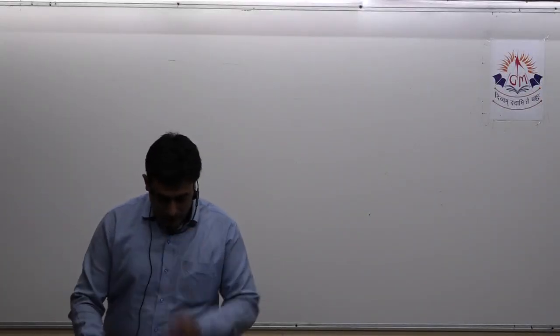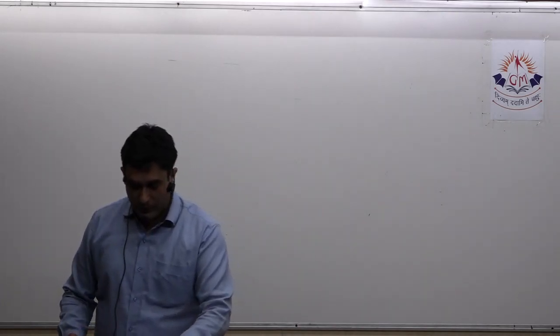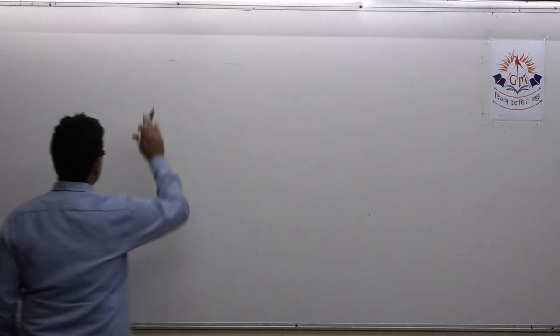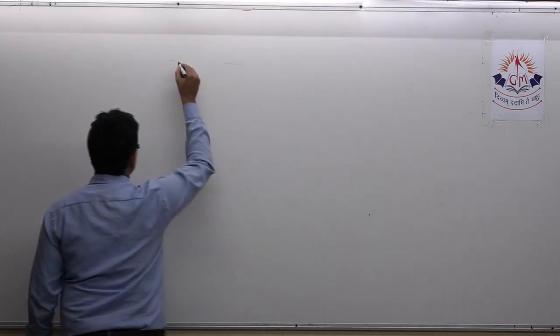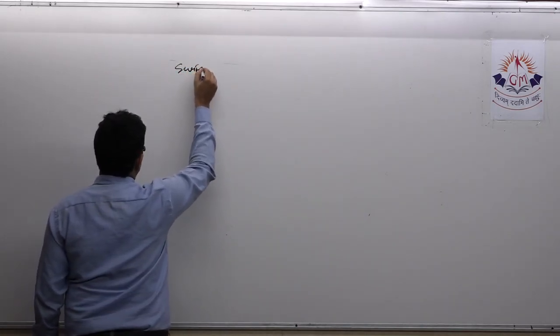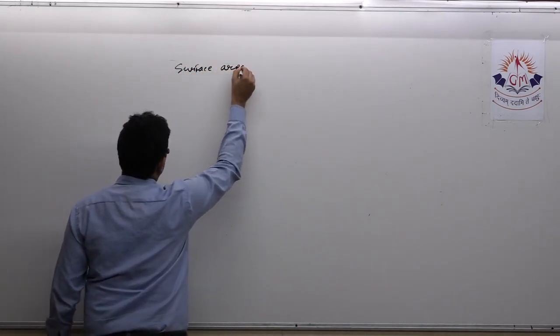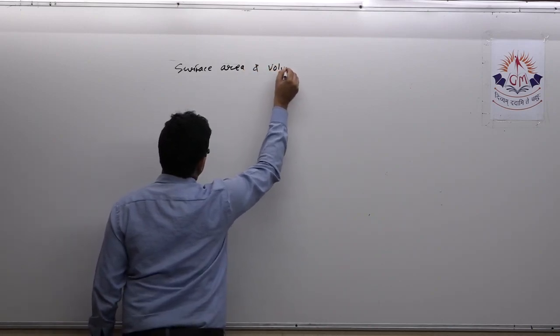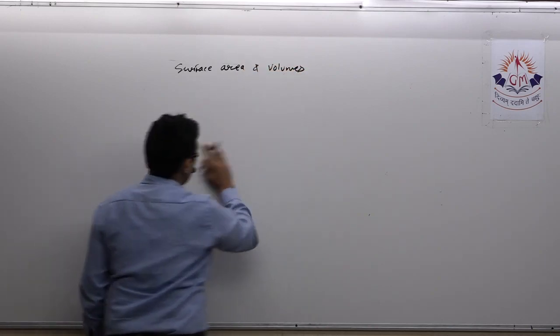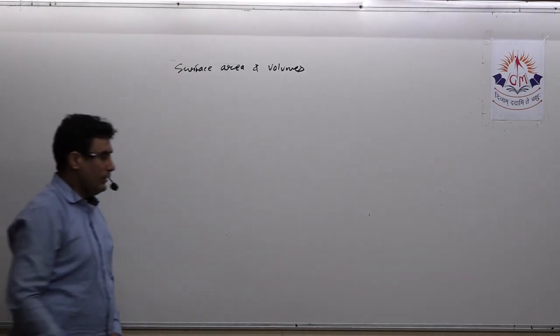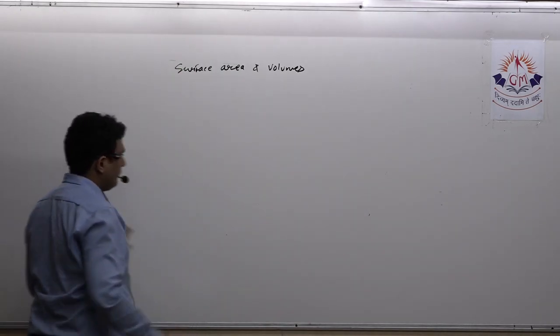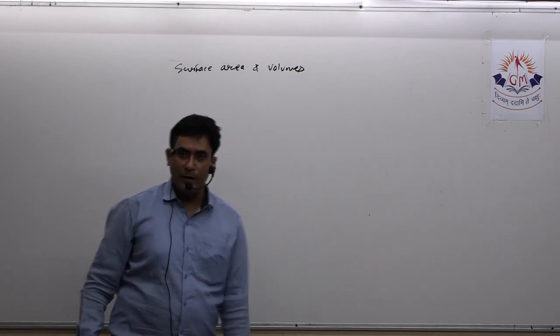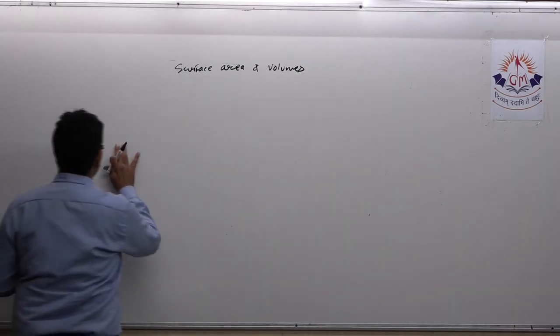Hello friends, in this lecture we'll see the revision of surface area and volume. So, surface area and volumes. We'll quickly see first of all the formulas in the tabular form: total surface area, curved surface area and the volume of different shapes.